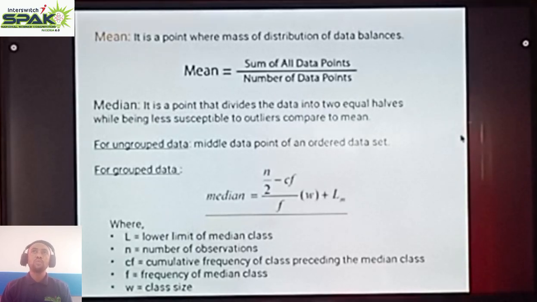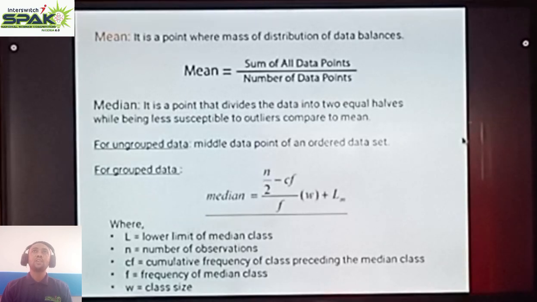Then what you do is that you find the average of these two numbers. When you add the two numbers together, you divide by 2. So that will give you the median of such numbers. So that is all about ungrouped data.